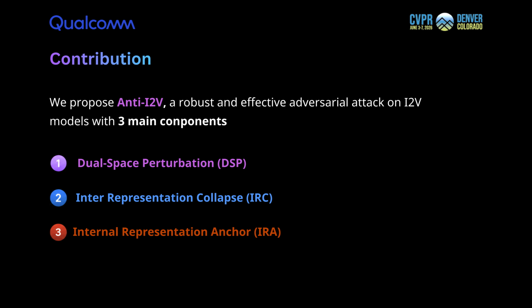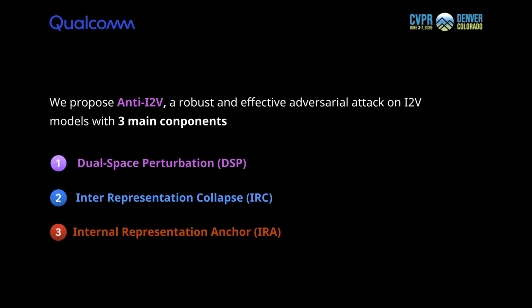We propose Anti-I2V built on three components. First, dual space perturbation, or DSP, optimizes the protection not only in RGB pixels, but also in LAB color space and the frequency domain. Second, inter-representation collapse, IRC, disrupts high-level semantics by pushing deeper features to mimic early low-information layers. Third, internal representation anchor, IRA, moves the protected image's internal features toward an unrelated anchor image, breaking identity and semantic preservation.